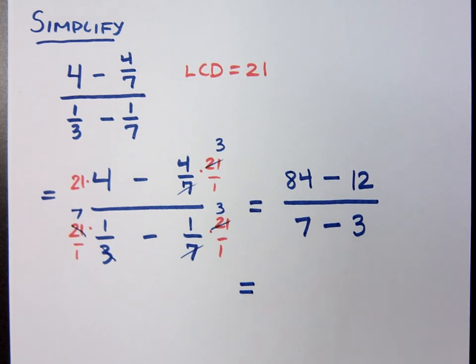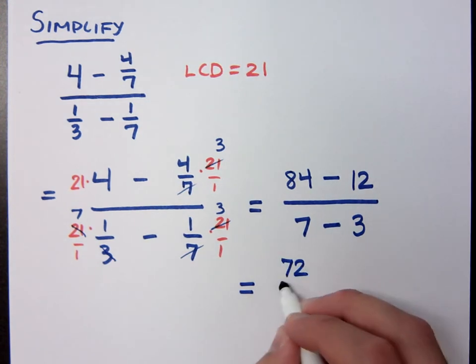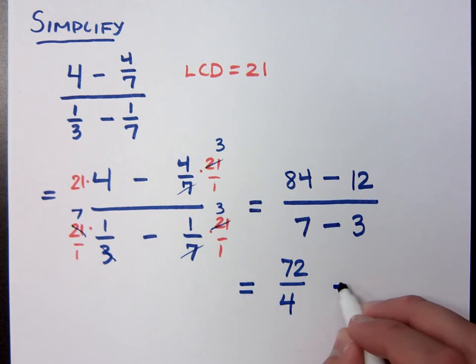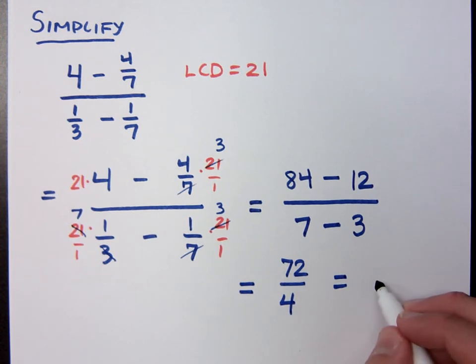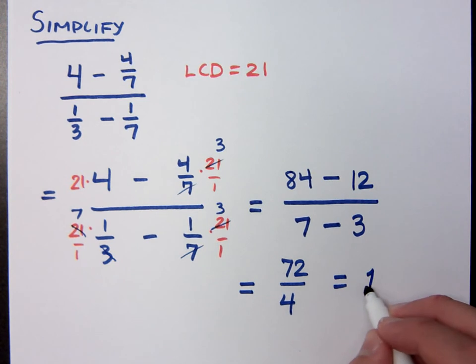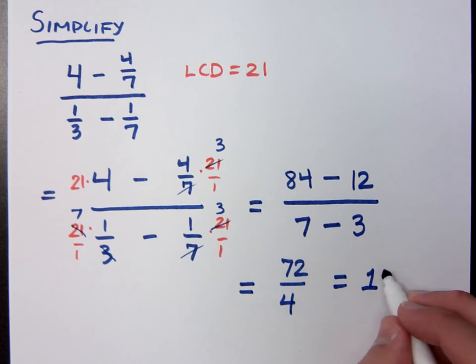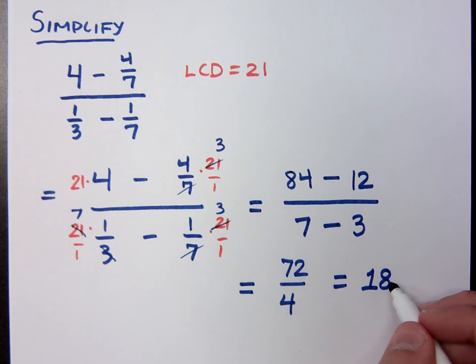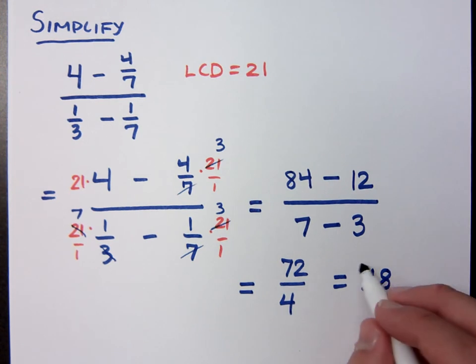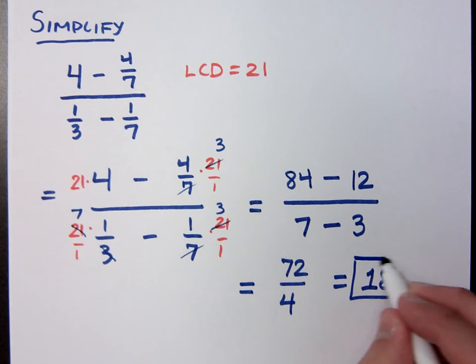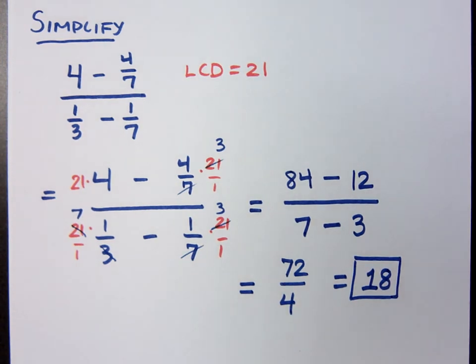So finish this. I mean, we got to be able to finish this. What's 84 minus 12? 72. 72 divided by 4 is what? I'll give you a hint. Or just 18, right? We don't want to leave our answer as 18 over 1 because that's not really done. Like if someone says, how old are you? I'm 18 over 1. Wow. So are there any questions about what I did for this problem?